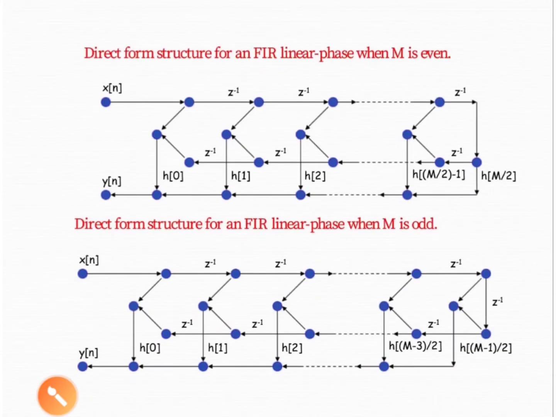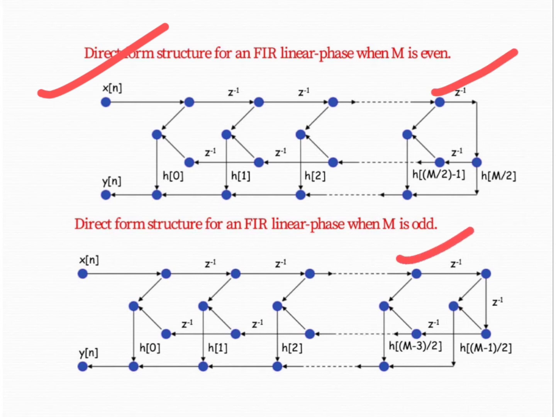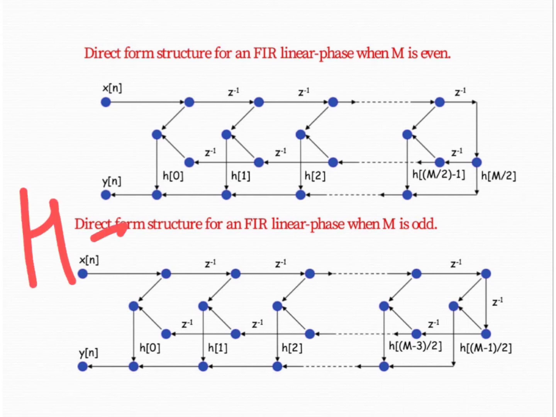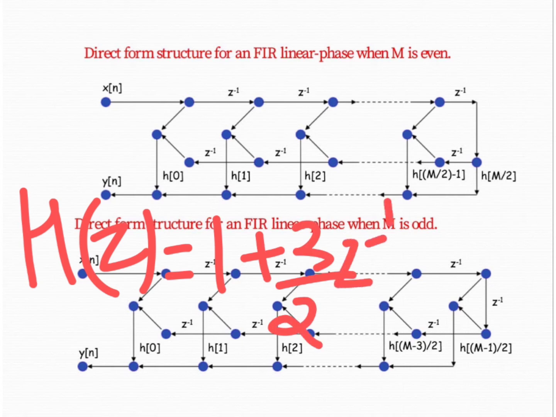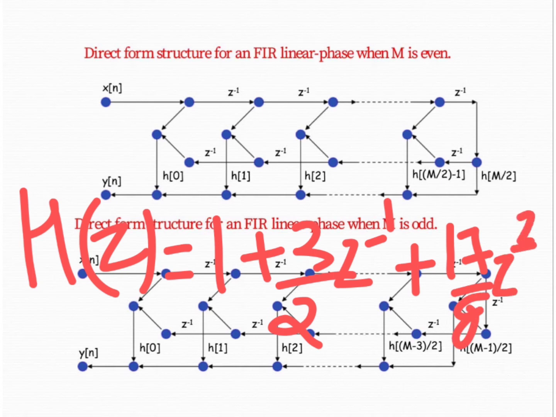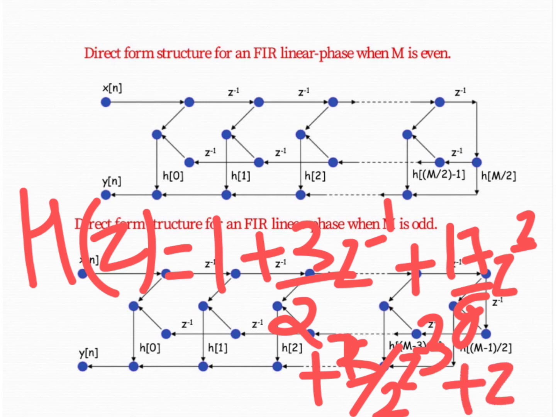Now how do we implement this? We can implement this in this particular structure. The first one is the direct form structure for FIR linear phase when M is even, and when M is odd. For example, we took one example with the help of which we can understand more easily: 1 plus 3 by 2 z to the power minus 1 plus 17 by 8 z to the power minus 2 plus 3 by 2 z to the power minus 3 plus z to the power minus 4.